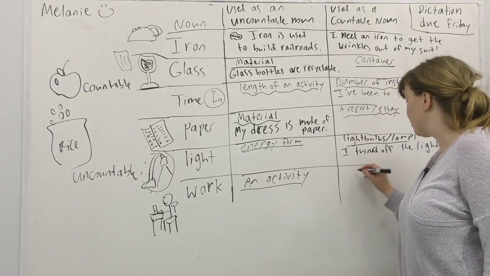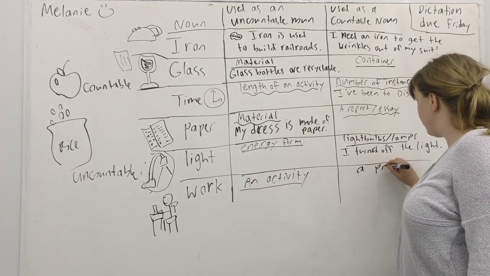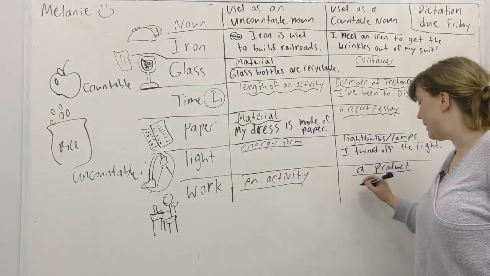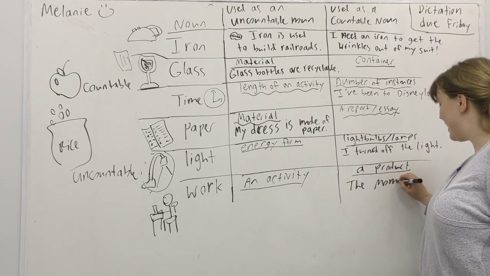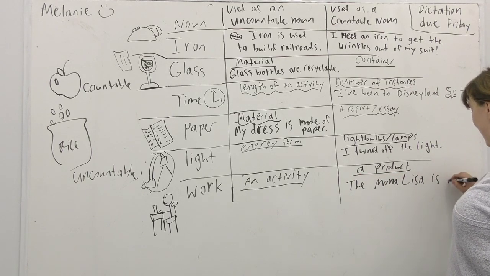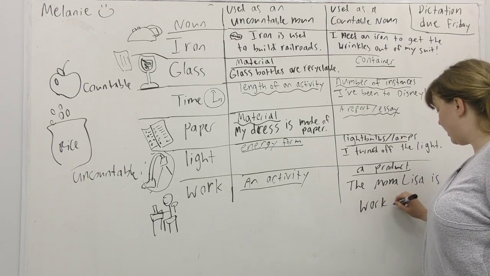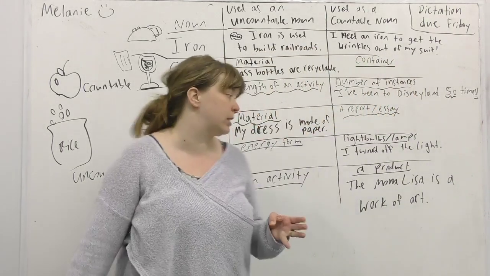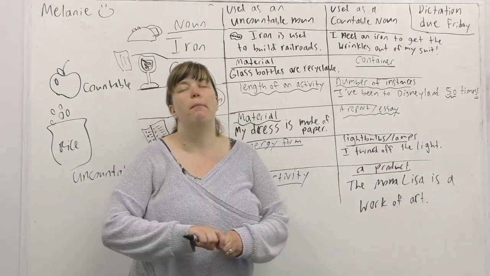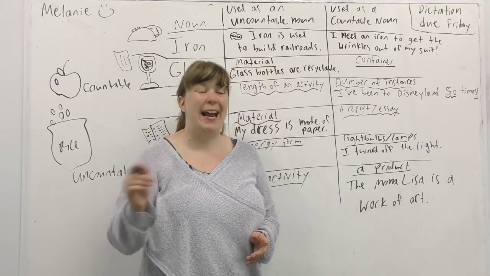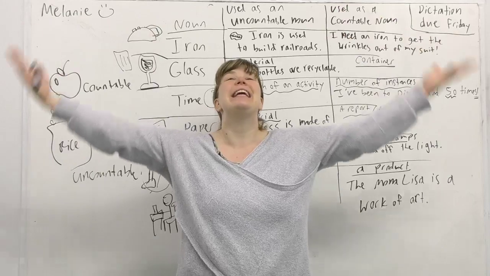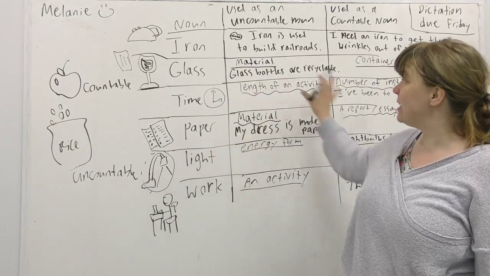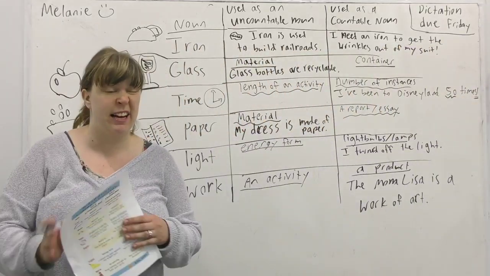However, when you're talking about a product, so for example, let's talk about a famous painting, the Mona Lisa. The Mona Lisa is a work of art. All right, so in this case, we can count works. So my older sister, she loves to paint. She has painted many works of art. Okay. So that is the countable and uncountable nouns in a nutshell.